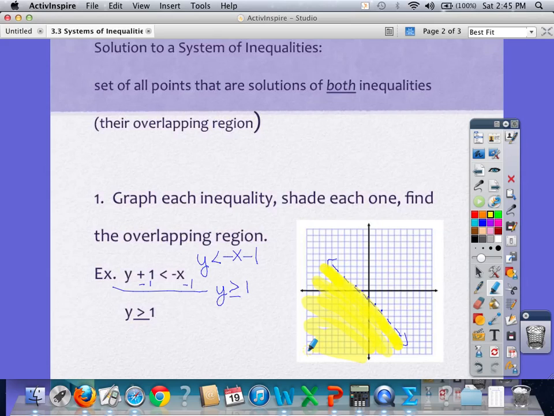Then the next line says y is greater than or equal to 1. That's going to be a horizontal line, and it's going to start at 1. It's going to be a solid line because there's a line underneath the inequality symbol. It's horizontal because it's y equals something; there's no x in our equation. And it is going to be shaded above.